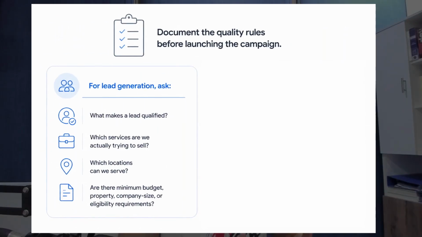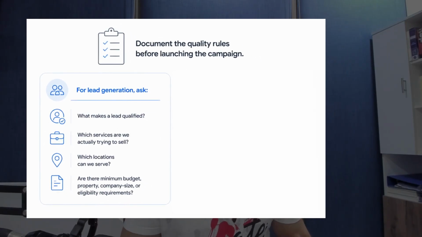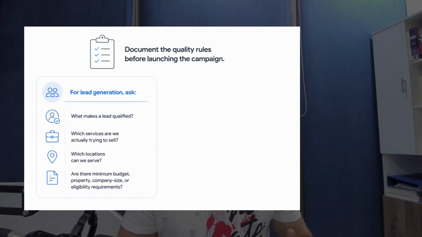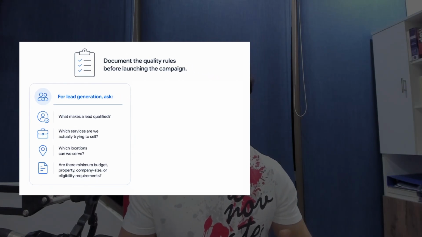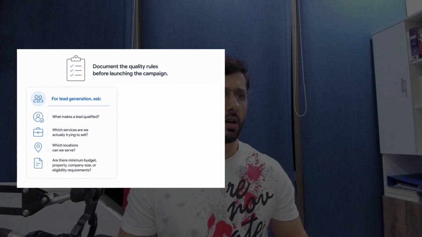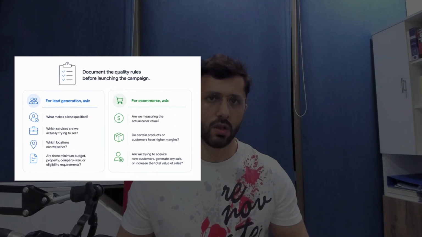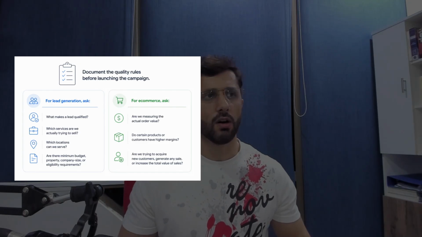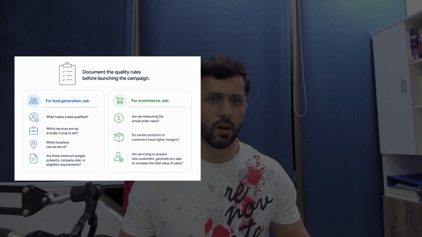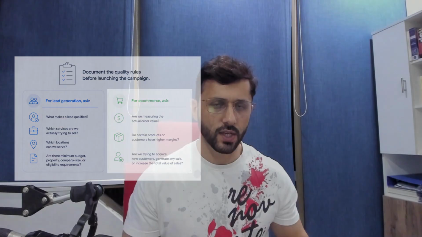For lead generation, you can ask, what makes the lead qualified? Which services are we actually trying to sell? Which locations can we serve? Are there minimum budget, property, company size, or eligibility requirements? For e-commerce, similarly, you can ask, are we measuring the actual order value? Do certain products or customers have higher margins? Are we trying to acquire new customers, generate any sale, or maybe increase the total value of sales?